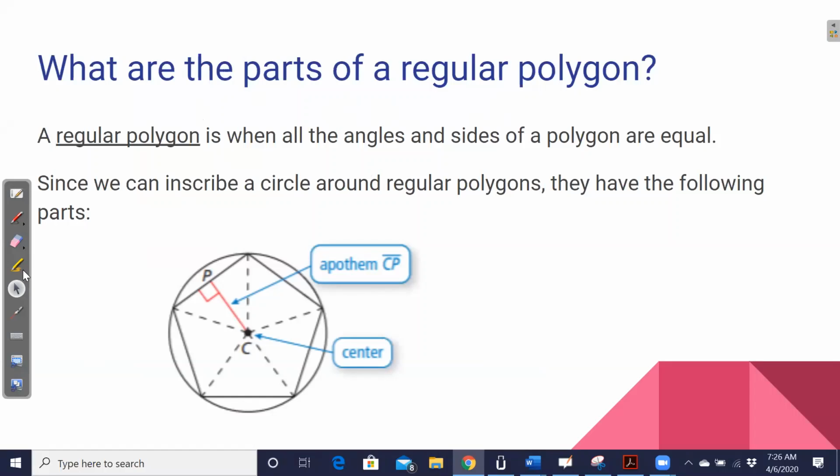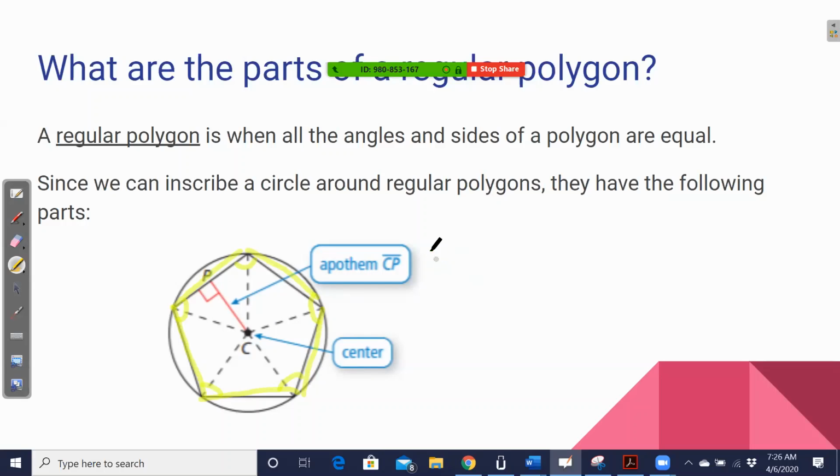So down here, with this polygon, we have a pentagon, right? It has 5 sides. So all the sides that I'm highlighting would be equal to each other. And the angles would also be equal to each other. That's what makes it a regular polygon.